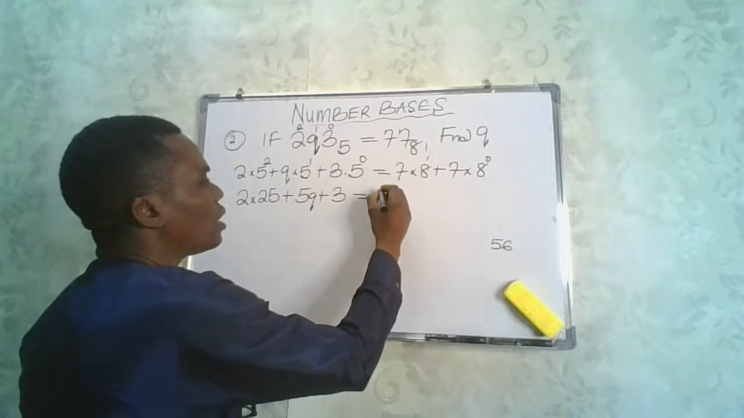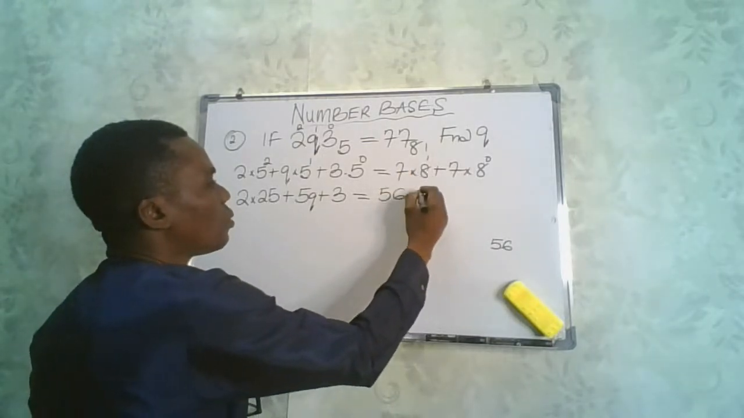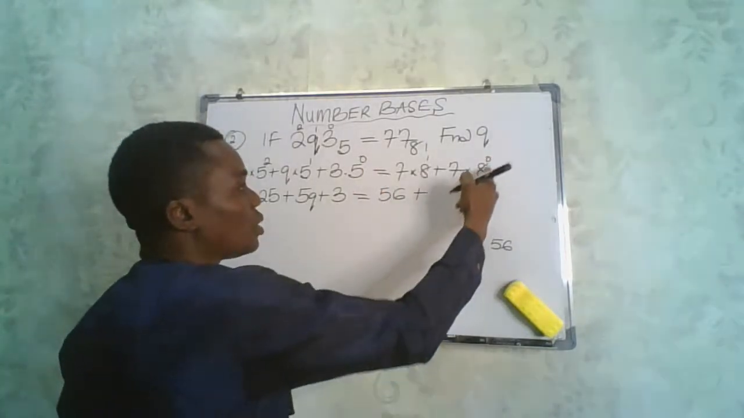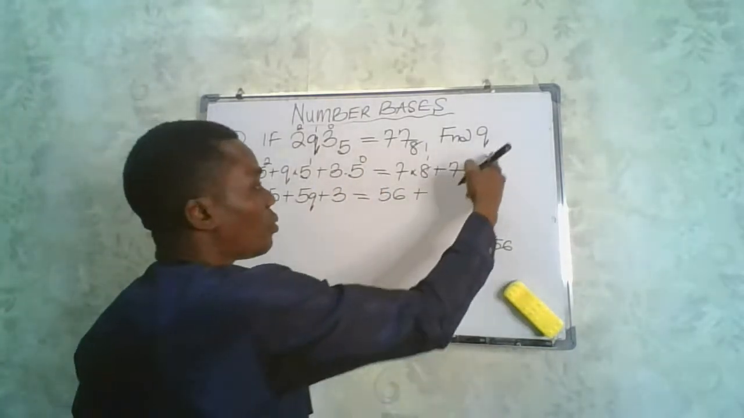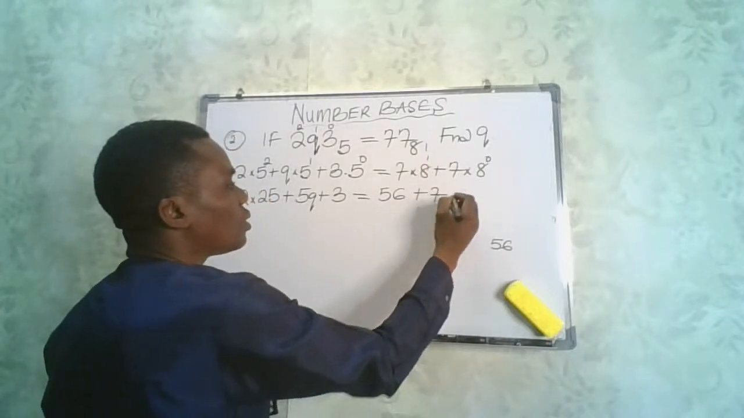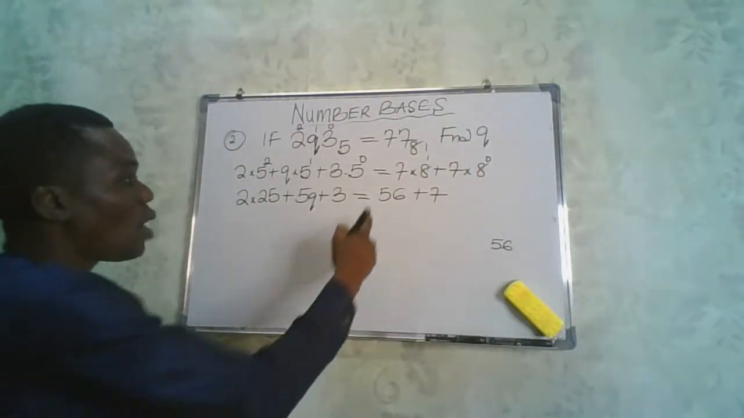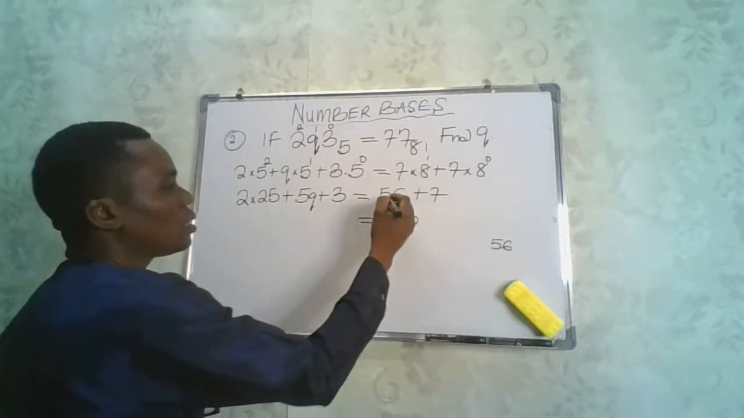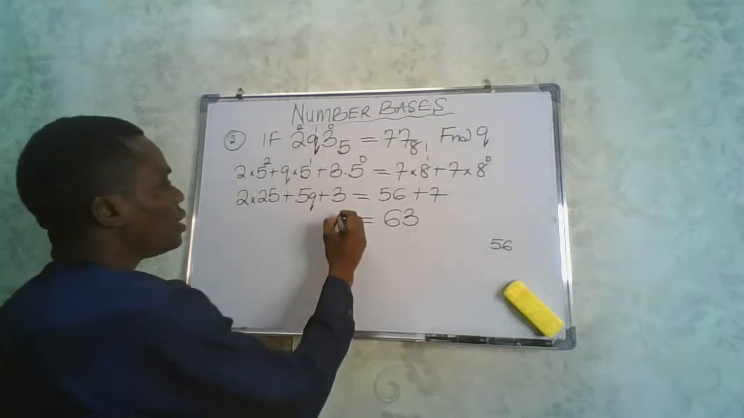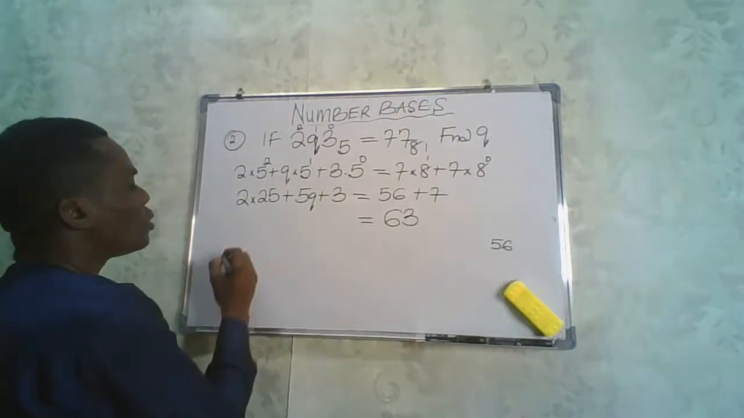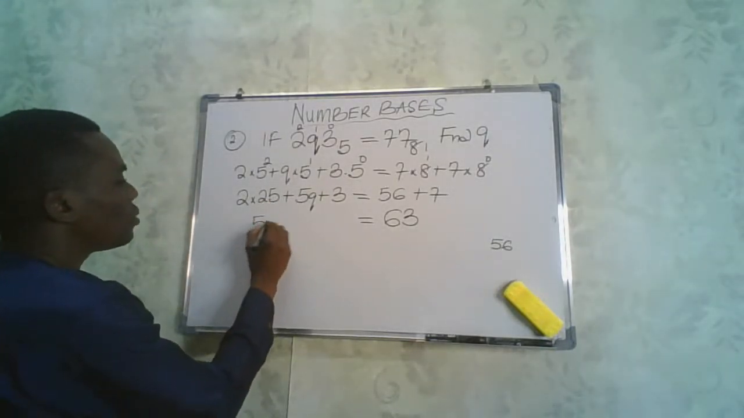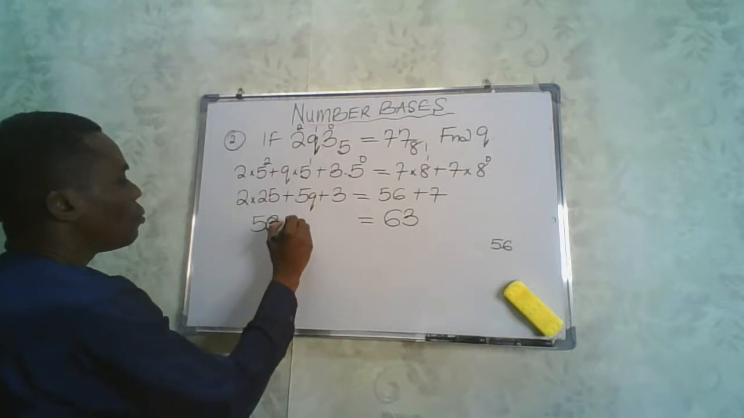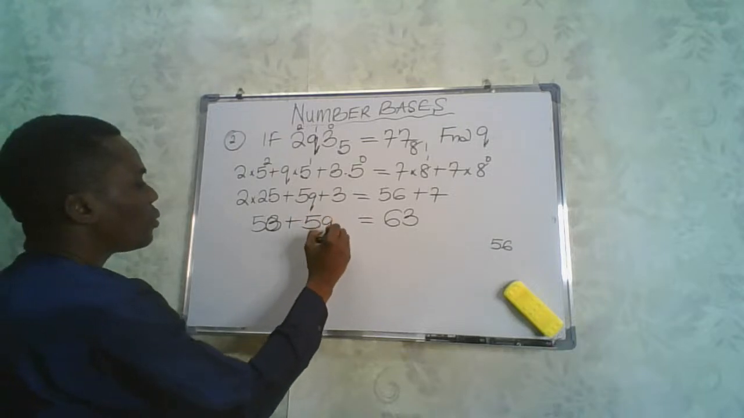So we'll have 56 plus 7, because 8 to the power of 0 is 1. Anything raised to the power of 0 is 1. So this is going to give us 7. If we add this, we're going to have 63. And this will be equal to 2 times 25, which is going to give us 50, plus 3, that will give us 53, plus 5Q.